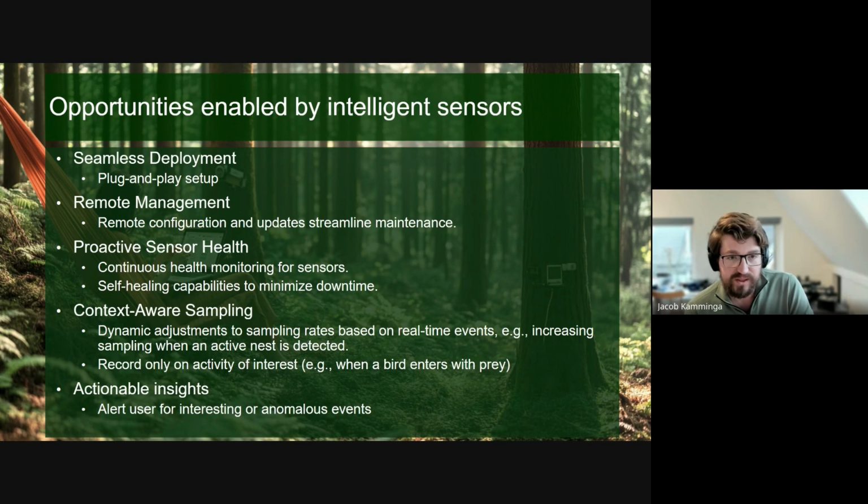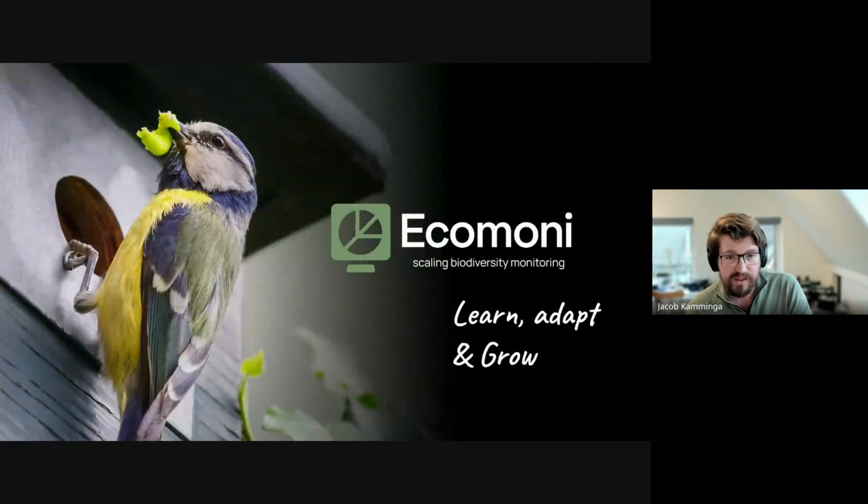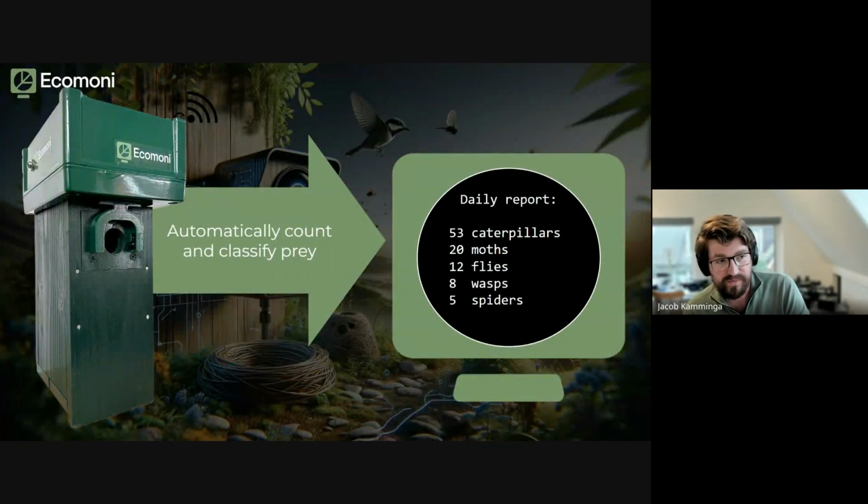Most of all, intelligent sensors provide actionable insights, right? When something happens, you may want to be alerted so you can take action. So this is why we started Ecomoni, I think two years ago. This came out of the Ecomoni, and the idea is to really scale biodiversity monitoring and develop hardware and a platform around it to enable large-scale, high-throughput monitoring.